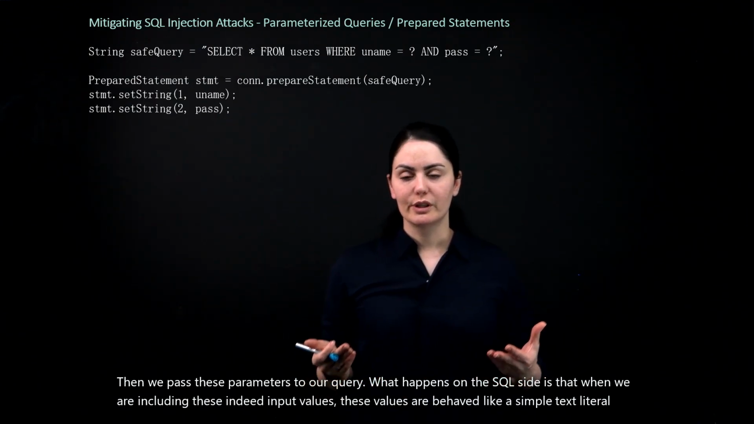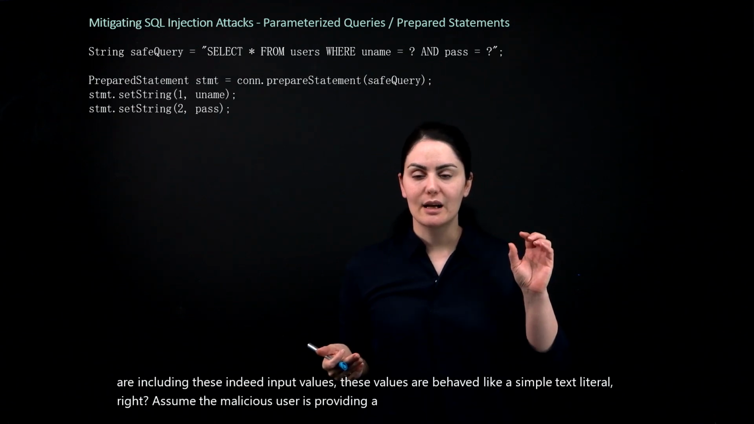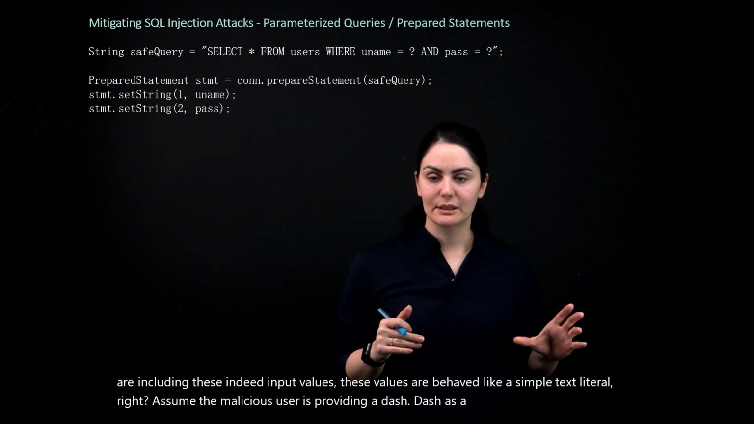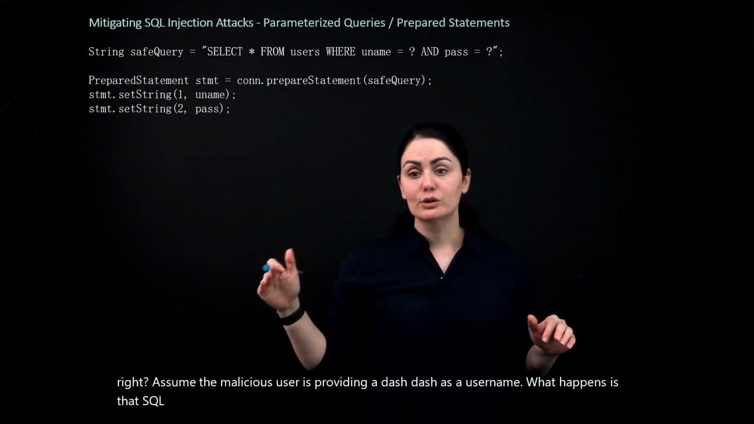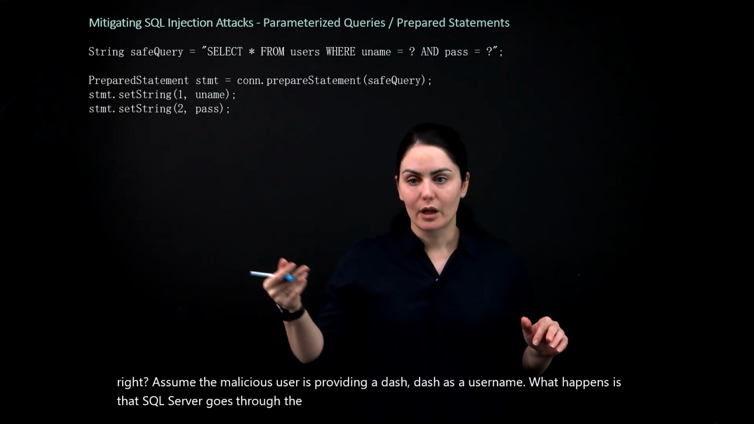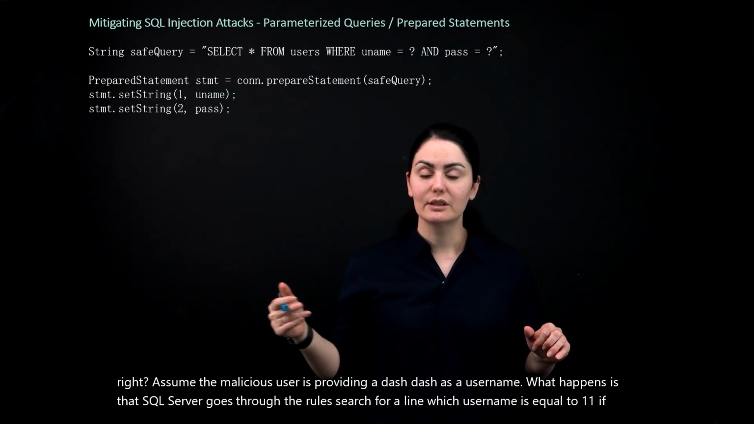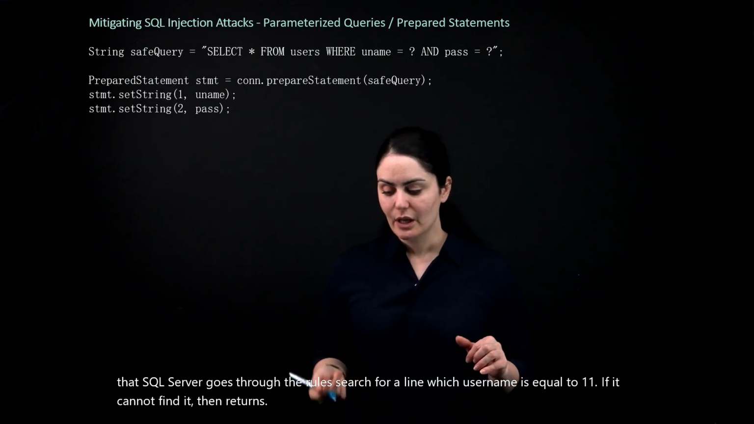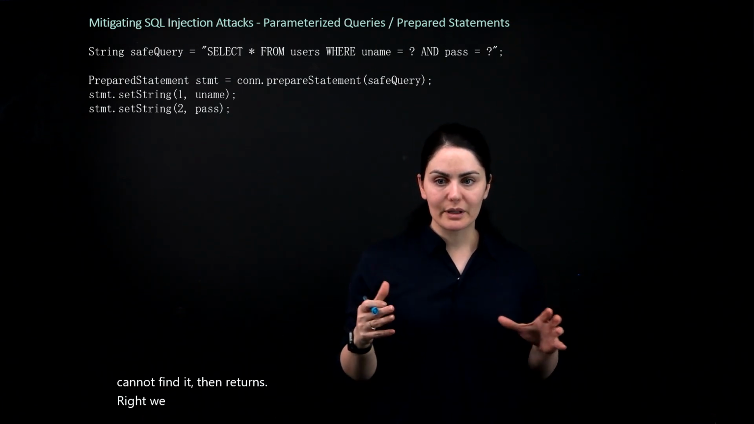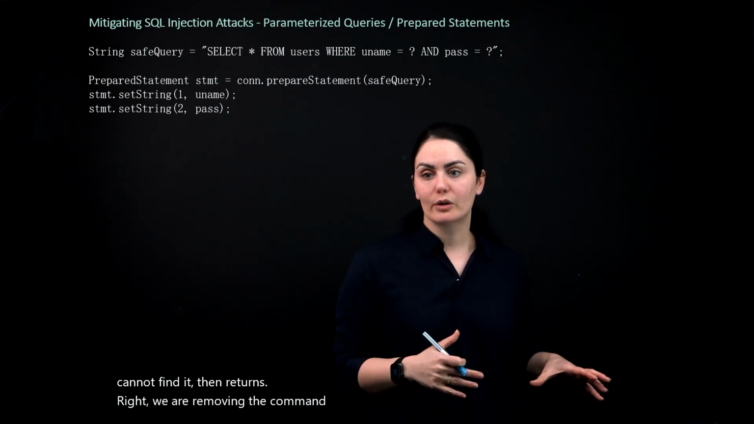Assume the malicious user is providing a dash dash as a username. What happens is that SQL Server goes through the rows, searches for a line whose username is equal to 1, 1. If it cannot find, it then returns null, right? We are removing the command execution effect over our database.